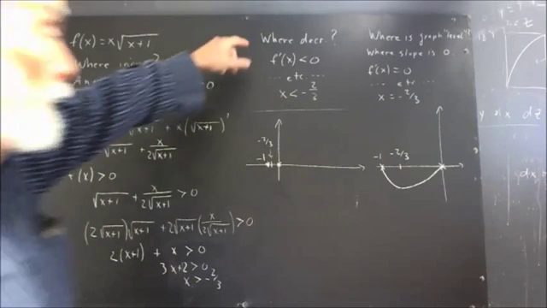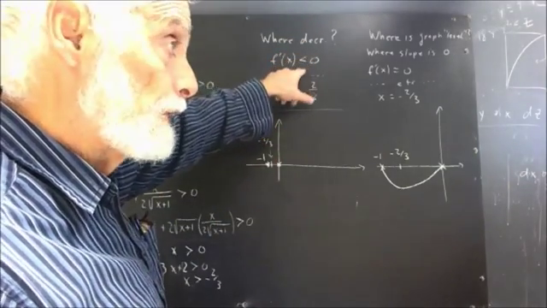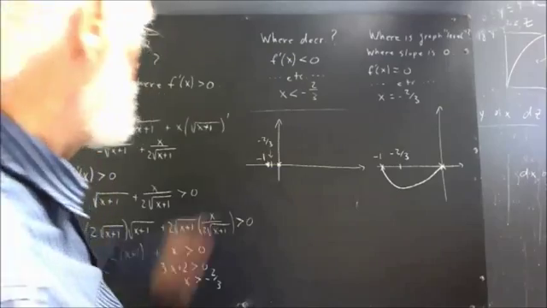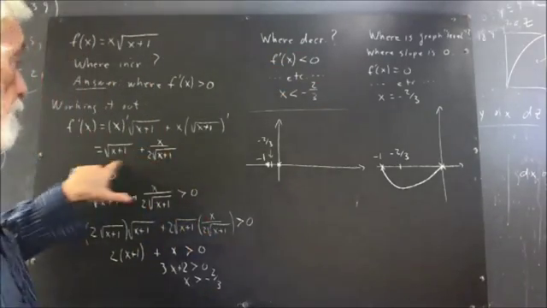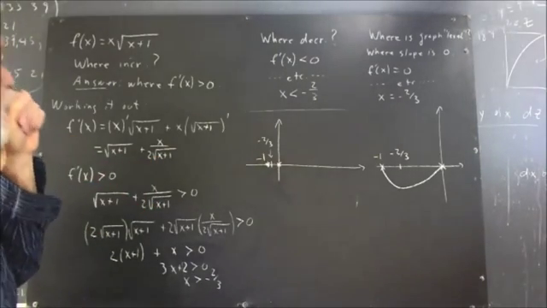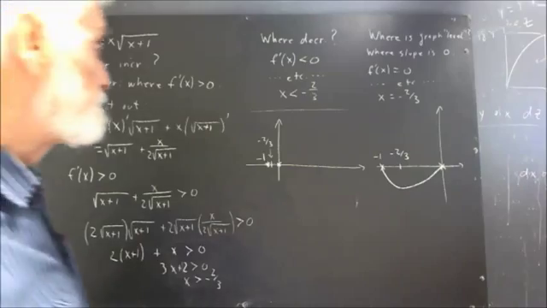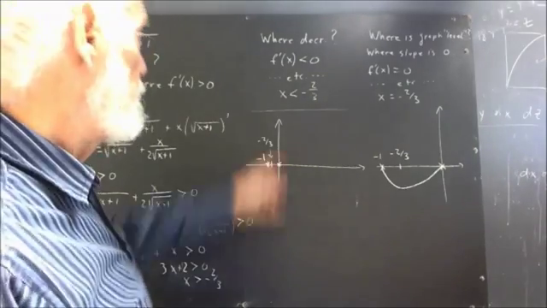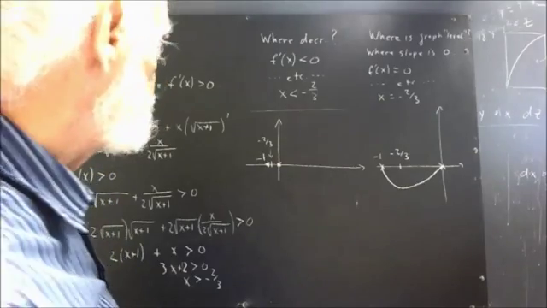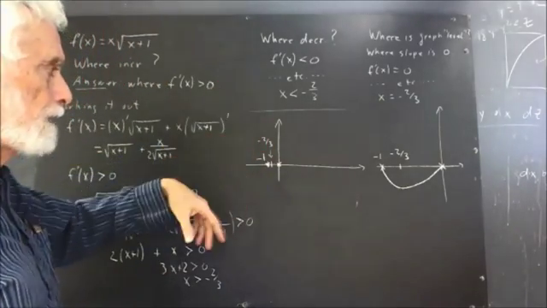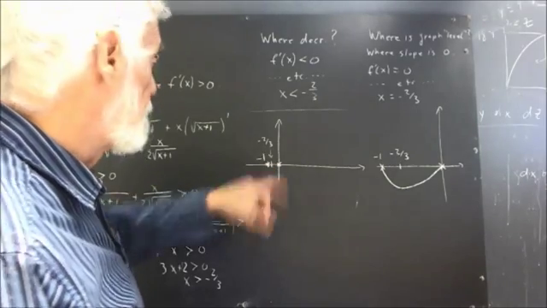Now also, where's the function decreasing? Well, it's decreasing when f prime of x is less than 0. And we run through all the same process. Of course, we already have the derivative, so we just set the derivative less than 0 and solve for x. We get x is less than negative 2/3. So on a big graph where negative 1 is here, negative 2/3 would be here.